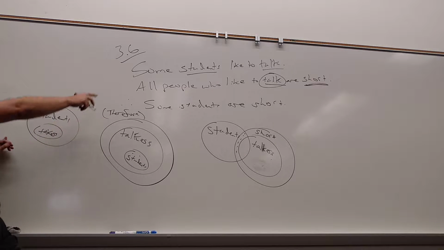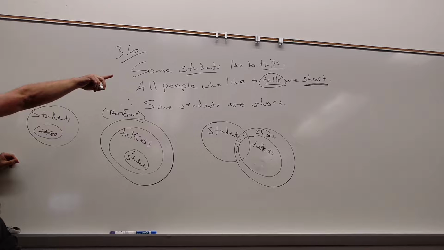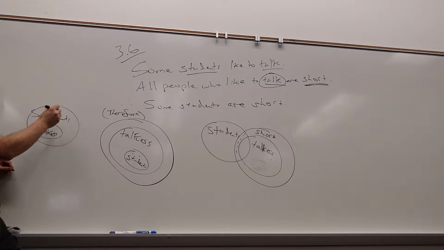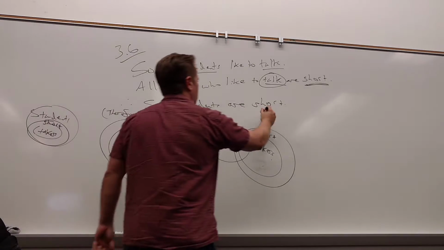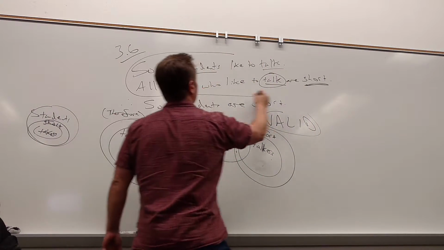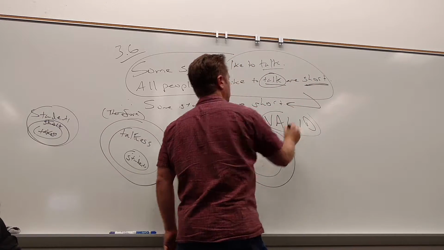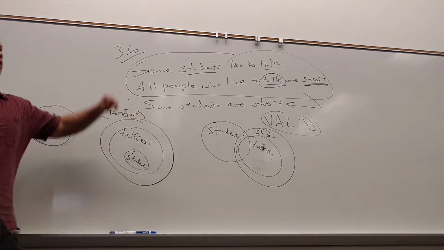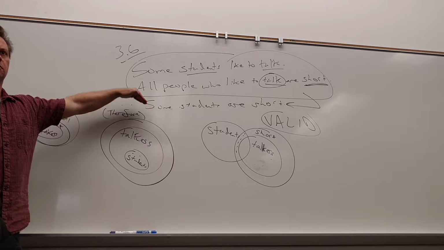So what about this? I still have to have all the students, all the talkers inside the short, so I can still do this, right? So are there still some students short? Yes, some students are short still. You can't escape it. There's no fundamentally different way to draw it. So this would be a valid argument, because these two lead to that. If these two were true, this would be true.